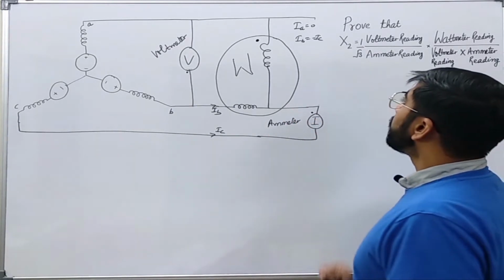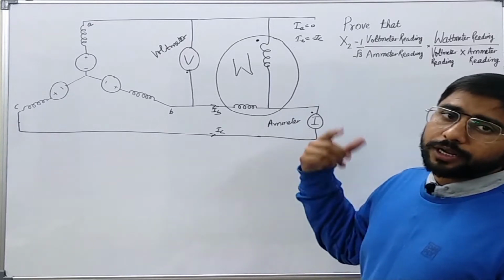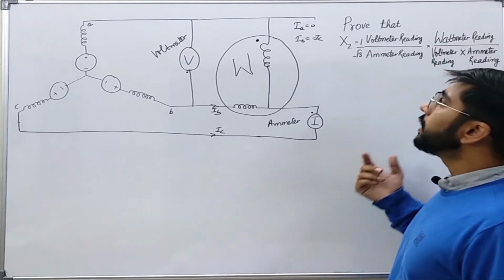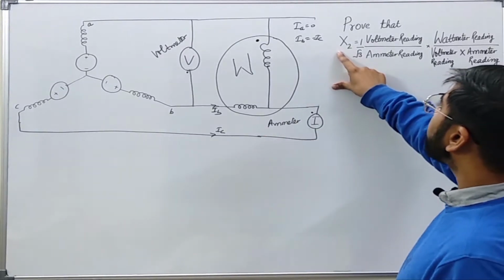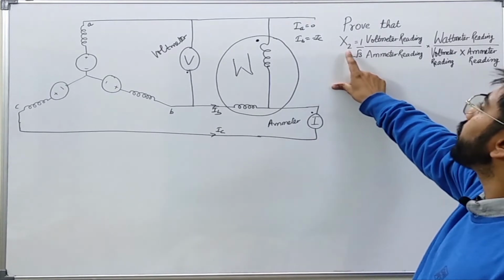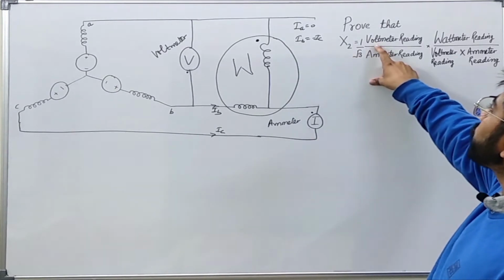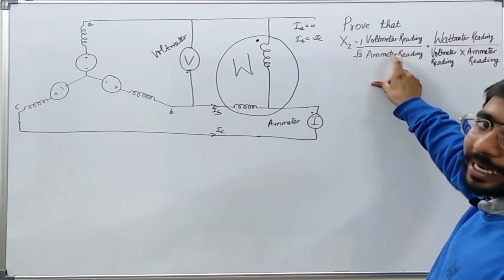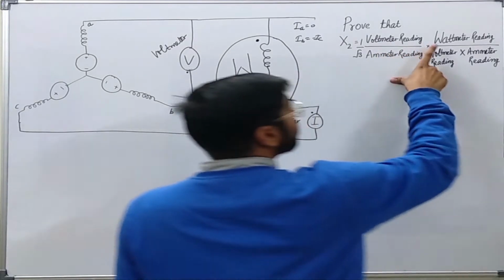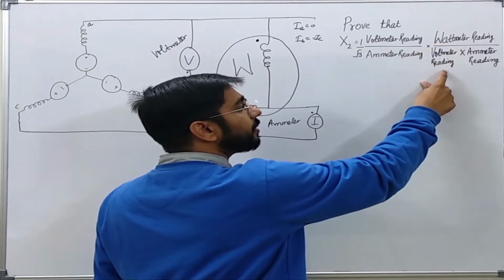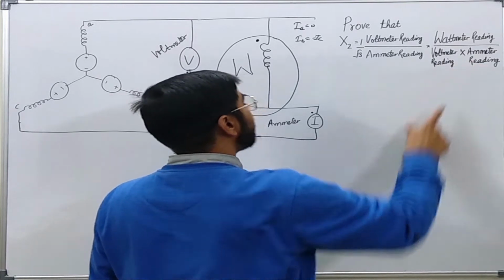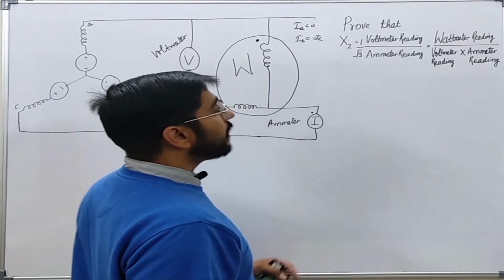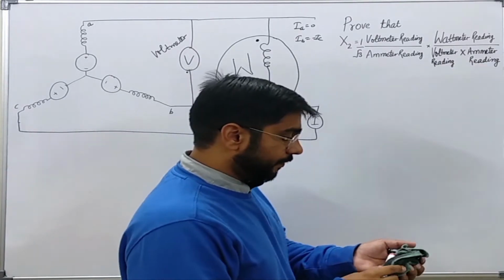Now, we have to prove, as I have already told in lecture number 111, that this negative sequence reactance is equal to 1 by root 3 into voltmeter reading divided by ammeter reading into wattmeter reading divided by voltmeter reading into ammeter reading. Now, let us see how to prove this.